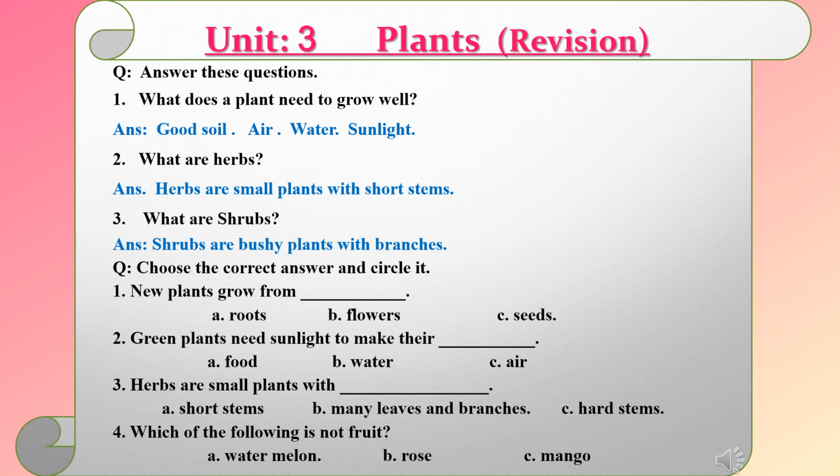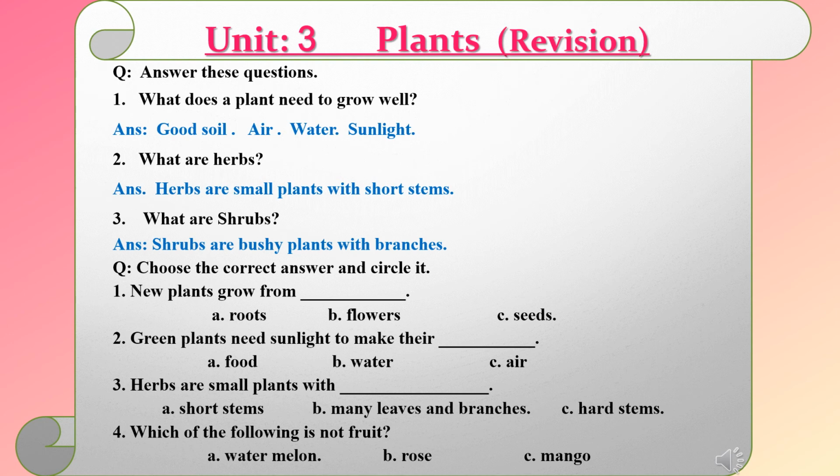Question number 2. What are herbs? Yes, herbs are small plants with short stems like mint and parsley. What are shrubs? Yes, I just told you shrubs are bushy plants with branches. Yes, very good. Shrubs are bushy plants with branches.